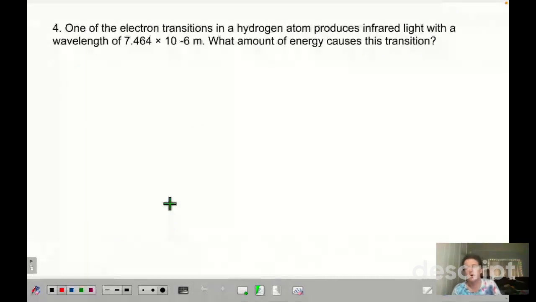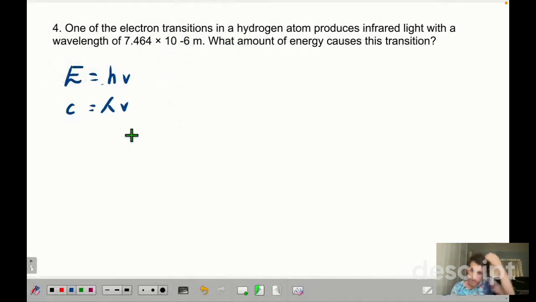All right, last one for this part 1 of the video: one of the electron transitions in a hydrogen atom produces infrared light with a wavelength of 7.646 times 10 to the negative 6. What amount of energy causes this transition? Okay, exact same setup. I'm going to write the other equation as well. And usually your teacher might provide this on an equation sheet, or you might have to memorize it. It matters how it is.